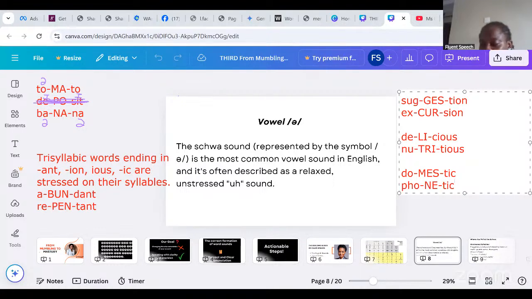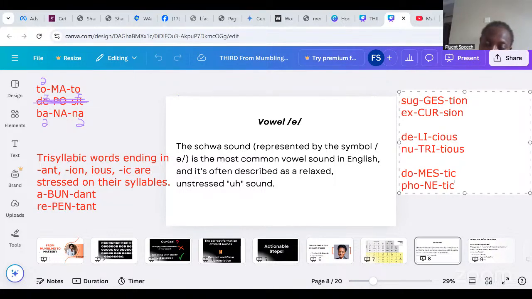So let me take this second rule again. Or is it the third rule? The third rule says words that have 3 syllables and end in ANT, ION, IOUS, IC are stressed on their second syllable. You stress them on their second syllable. We have abandoned. There's a schwa at the beginning. There's a schwa also at the ending syllable. Repentant. There's a schwa at the ending syllable.